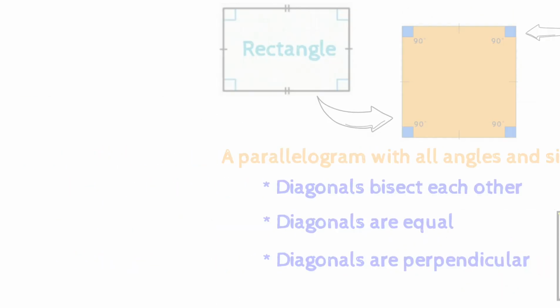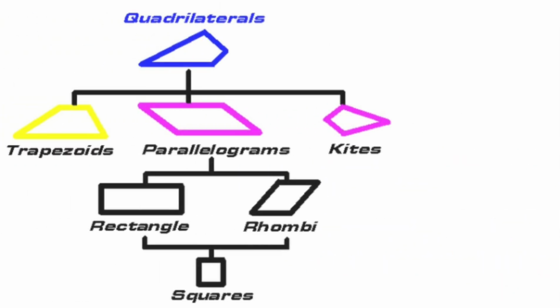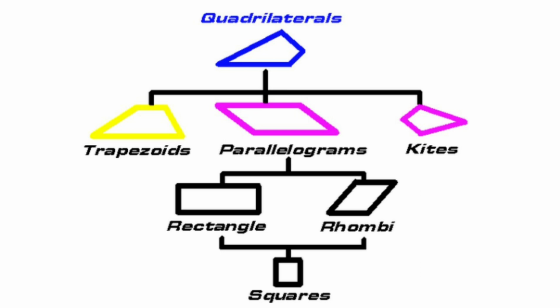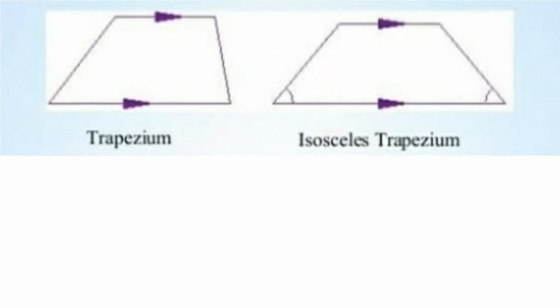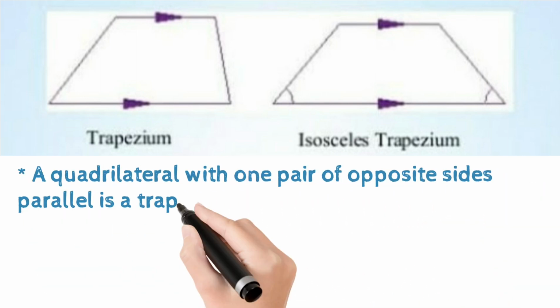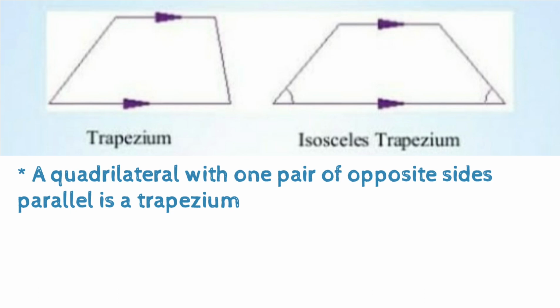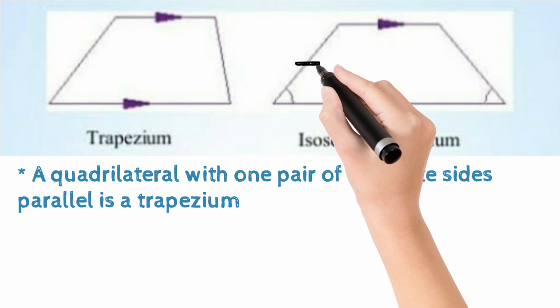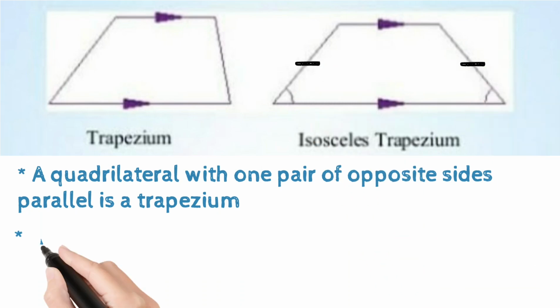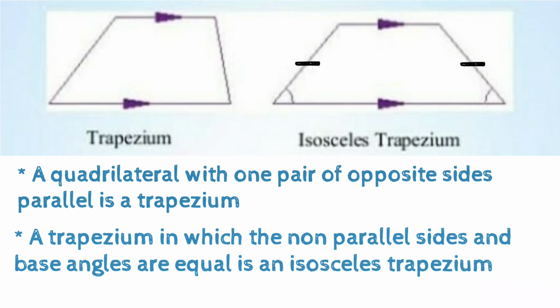Now this was about our first category, that is parallelograms. Moving to our next category, that is trapezium. So students, what is a trapezium? As we said in the starting of the video, the classification of quadrilaterals is done on the basis of number of pair of parallel sides. So a quadrilateral with one pair of opposite sides parallel is a trapezium. And if you see another figure in which the non-parallel sides of a trapezium are equal, this type of figure is known as an isosceles trapezium.